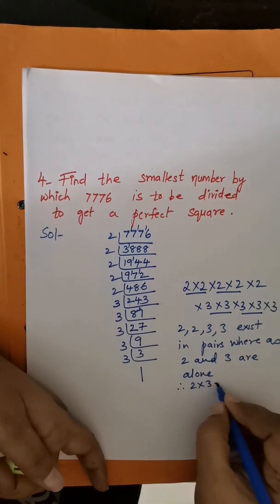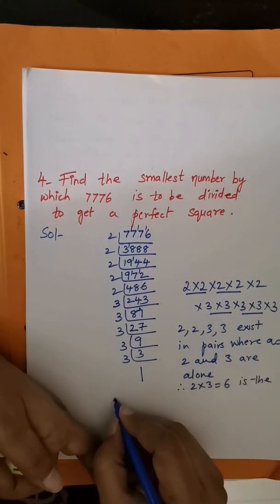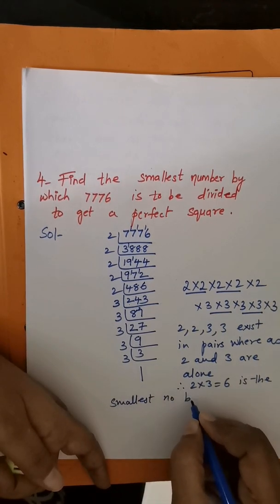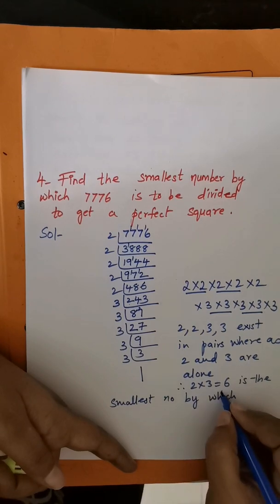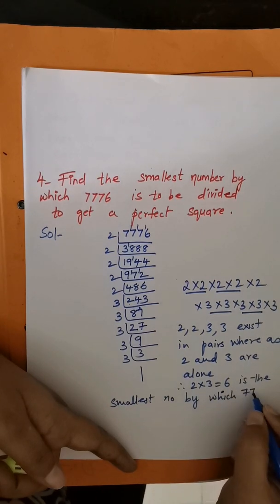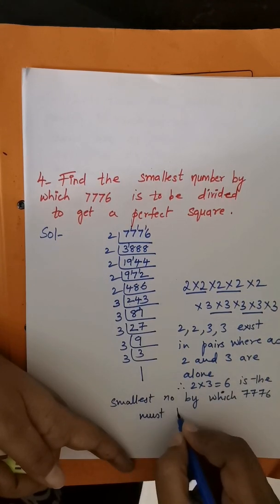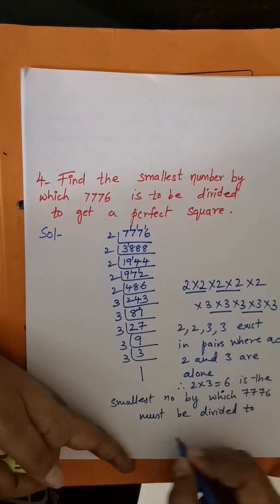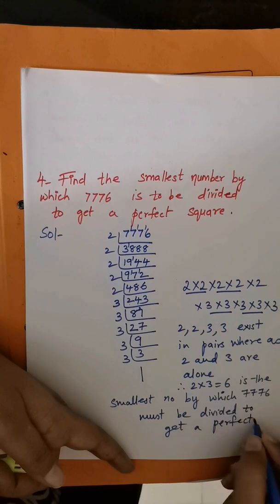Therefore 2 3s are 6 is the smallest number by which 7776 must be divided to get a perfect square.